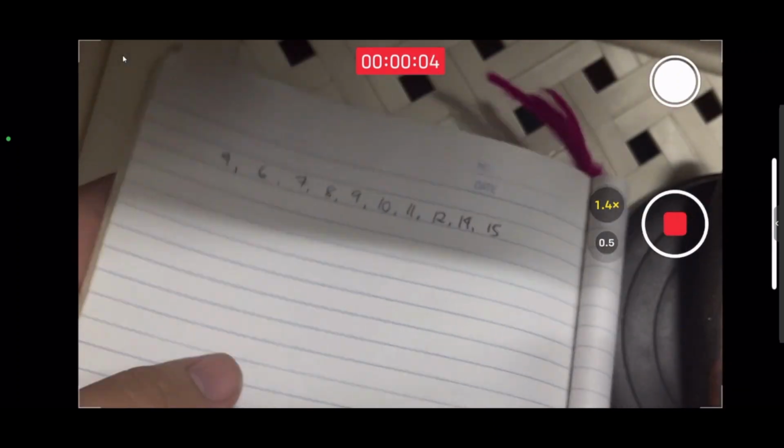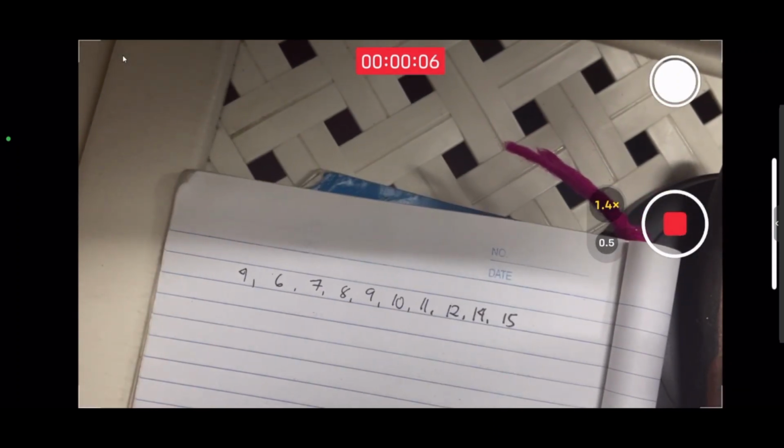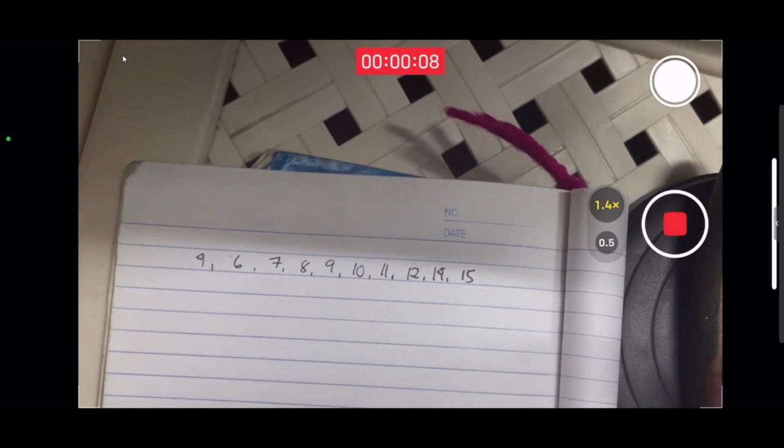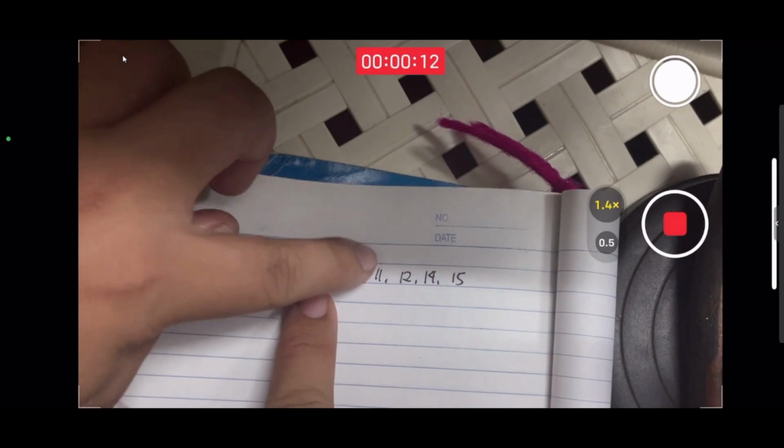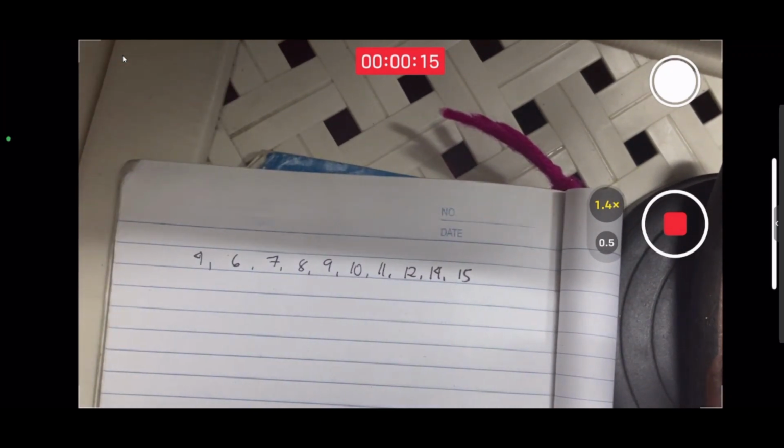So, as I arrange, these are the numbers 4, 6, 7, 8, 9, 10, 11, 12, 14, 15. Let me count: 2, 4, 6, 8, 10. 10 scores. So, we have 10 pieces of data. So, can we use the quartile? Yes, we can use it. We can also count manually, but to get the exact position, we will use the formula.